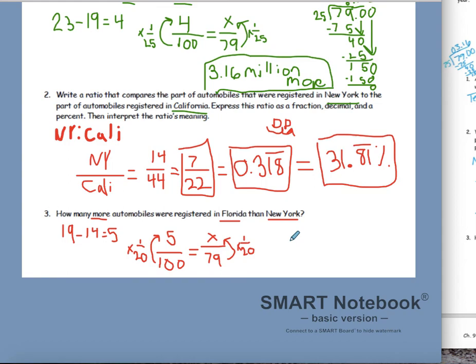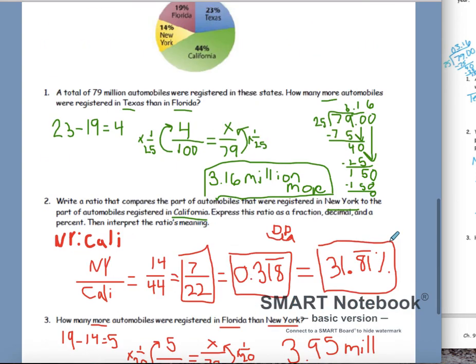So when you divide 79 by 20, you're going to get 3.95, or 3 and 95/100 million. Remember, we're still talking about millions. That's 79 million cars.